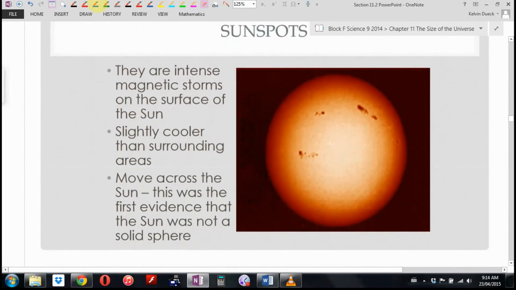Sunspots. These are intense magnetic storms on the surface of the sun. And Kiana, they're slightly cooler than surrounding areas. Oh, sunspots is also a word you're going to need to know. You'll notice I didn't say you needed to know solar prominences, but there's another one you're going to need to know in a second.